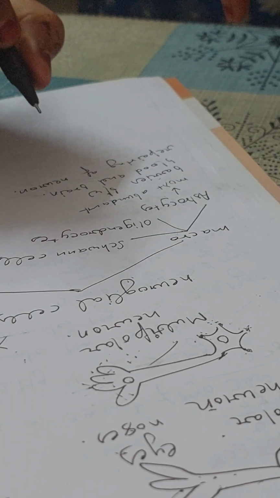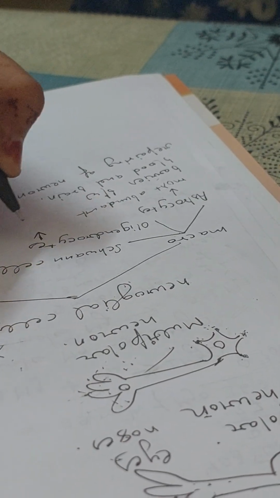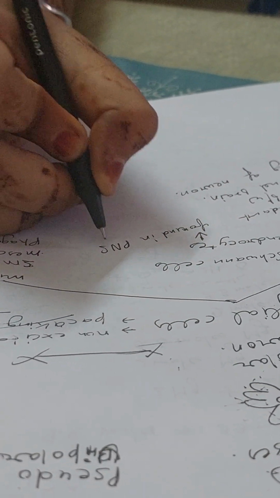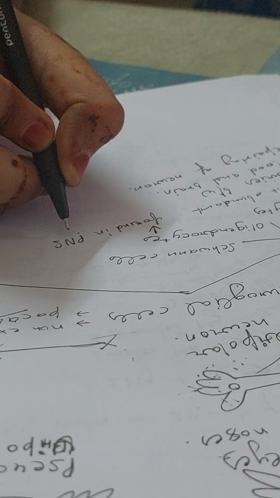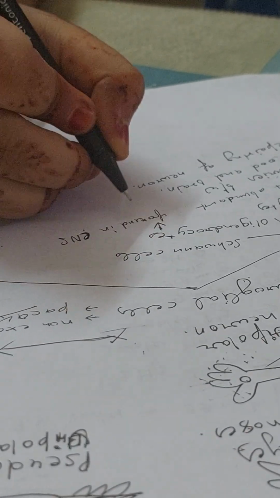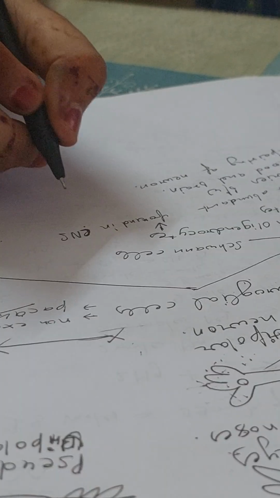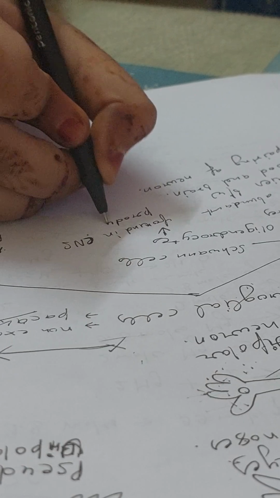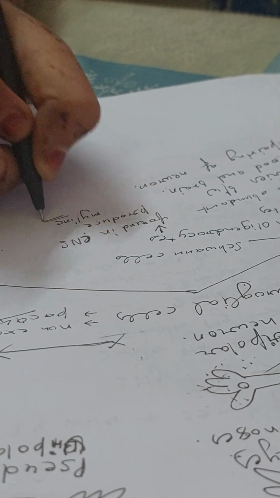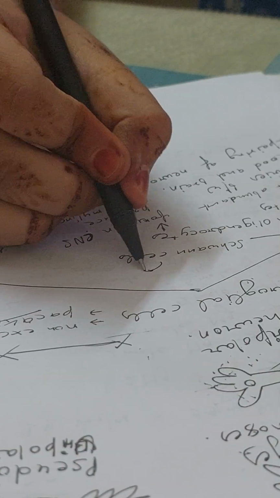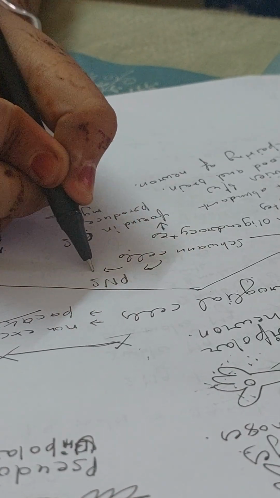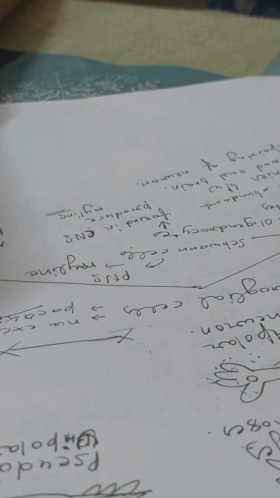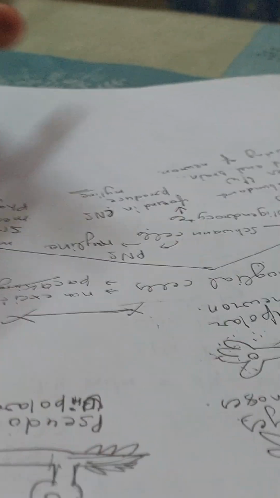Then oligodendrocytes. Oligodendrocytes are found in the central nervous system, CNS. Their function is to produce the myelin sheath. Schwann cells are present in the PNS, and their function is also to produce the myelin sheath.